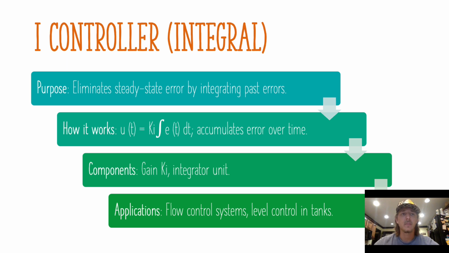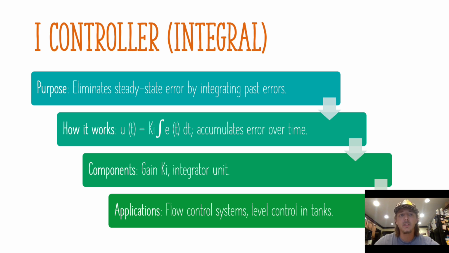Now, the main advantage of an I controller is its ability to completely eliminate steady-state error, making it very useful in systems where high accuracy is required. However, because it reacts to the cumulative error rather than immediate changes, it tends to have a slower response time. It can also lead to overshooting and oscillations if not properly tuned, especially in systems with fast dynamics.